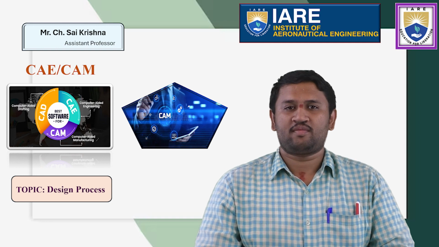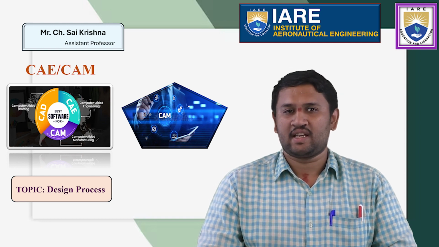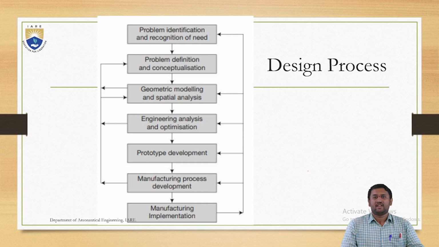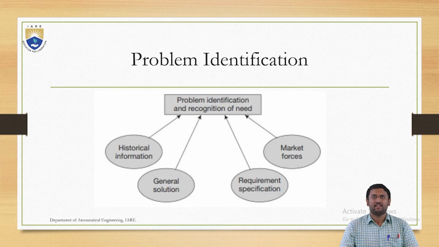Today we will be continuing our professional elective course, which is CAE CAM, and continuing with that, we'll start with our next topic, which is the design process. Under the design process, what will we be doing? We already covered this particular value. We'll elaborate on it further in the next slides. The first step under the design process is problem identification.